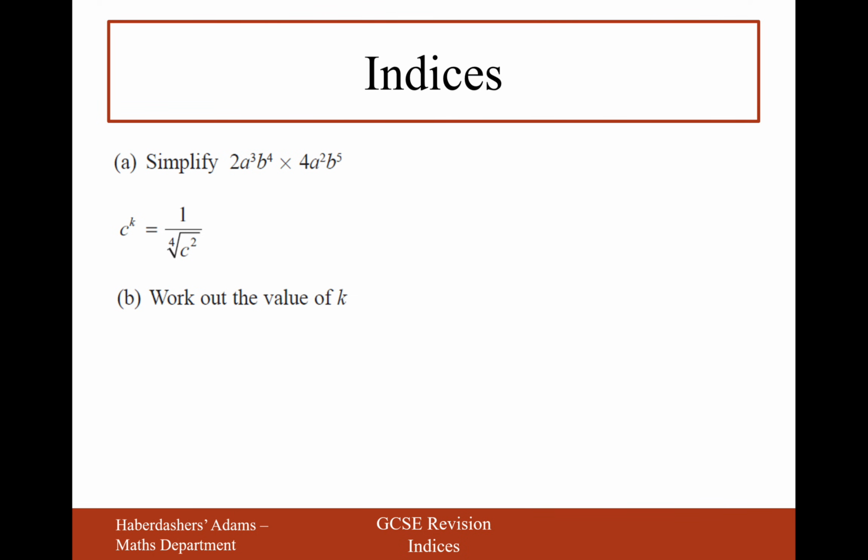Okay, so let's have a go at this one then. So let's do the normal numbers multiplied together as normal. So it's going to be 8. And then it's going to be add the powers together. So it's going to be a to the 5 and b to the 9.